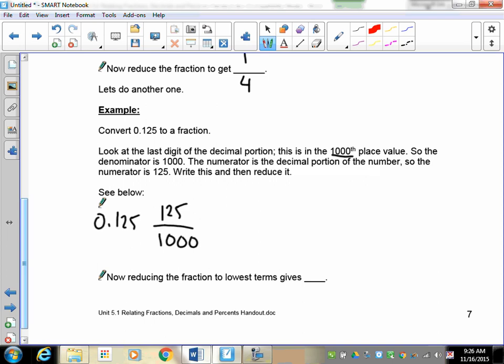And then, of course, you have to reduce it. You can divide both of these by, well, let's just do 125. I know that's going to work. Divide both by 125, and you're going to get 1/8.